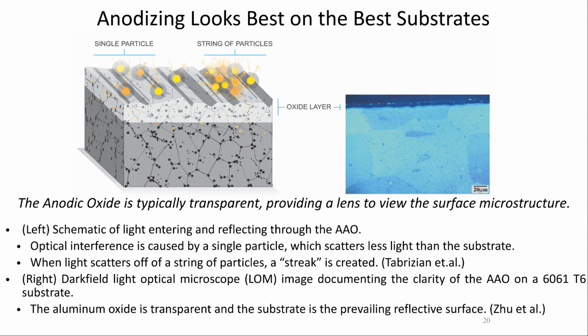And this is because the anodic oxide is typically transparent. It provides us a lens to view that surface microstructure. The left schematic is of light entering and escaping the AAO, this transparent lens. If we encounter a particle from the microstructure or a line of particles from the microstructure, be it an etched grain boundary or a string of inclusions, this will be replicated in the surface preparation, and we will see that through the oxide. And this is what I want you to take a look at. When you look at this light optical microscope image on the right, you see the grains are well defined, and you see the ghost and shadow of the oxide above. Believe me, you can see these features through the anodic oxide.